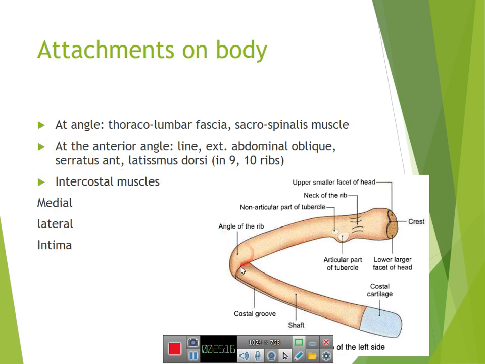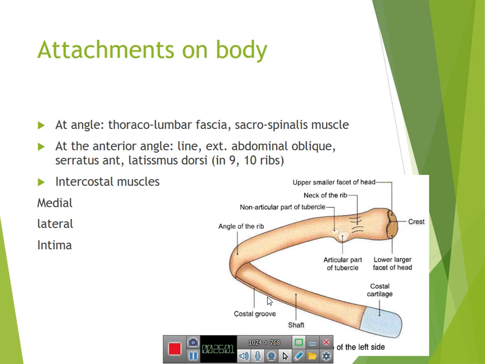So here is the posterior angle, or typical angle, and 5 centimeters from the anterior end of the rib is the anterior angle. The anterior angle also separates the origin of external oblique from that of latissimus dorsi in case of 9th and 10th ribs. Another point about the shaft is that internal intercostal muscles arise from the floor of the costal groove. Do you remember where it is, the costal groove? Yes, here is the costal groove.